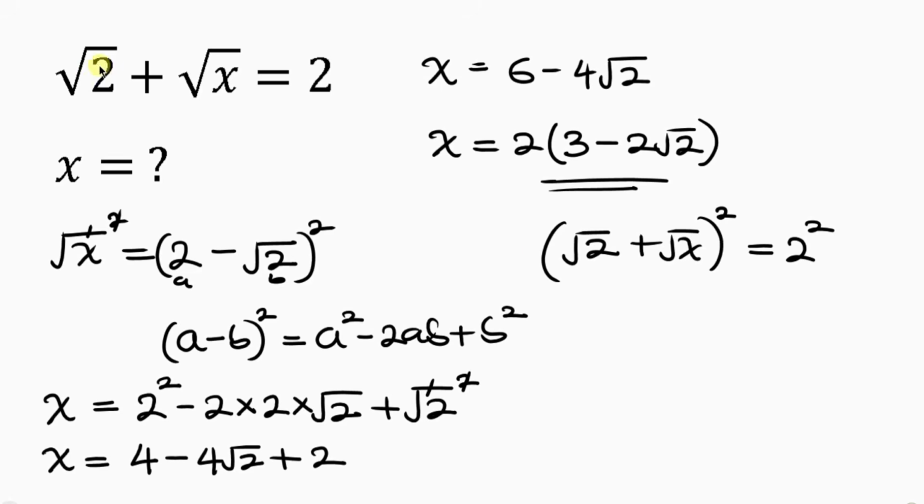Notice that the square root of 2 is approximately 1.41. That means the square root of x should be less than 1 in order for you to have the addition of both to be 2. And if the square root of x is less than 1, that means the value of x must also be lesser than 1. So in the end, you're going to be choosing an answer that is lesser than 1, and that will be this.